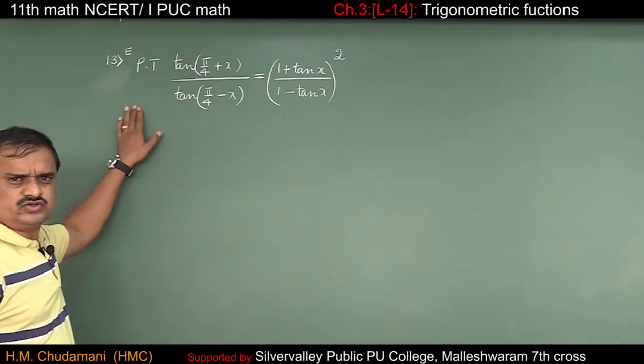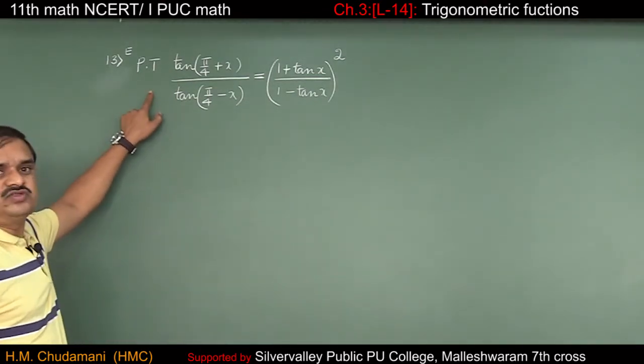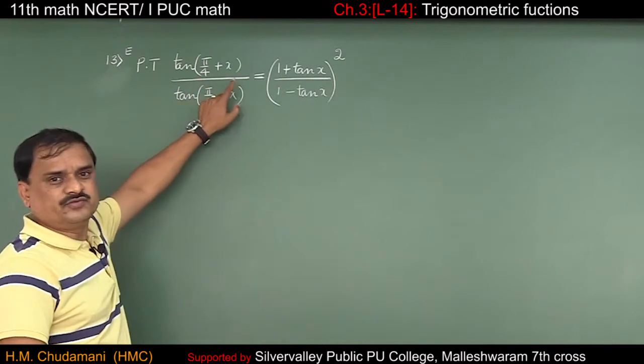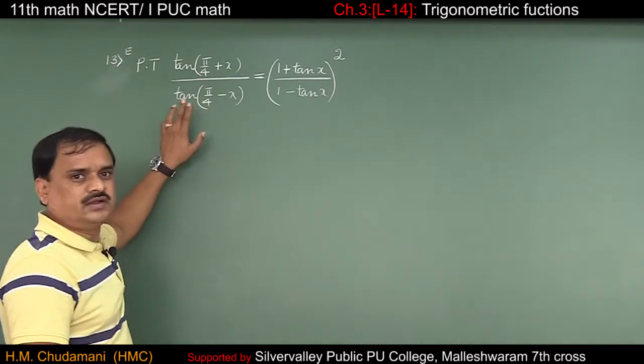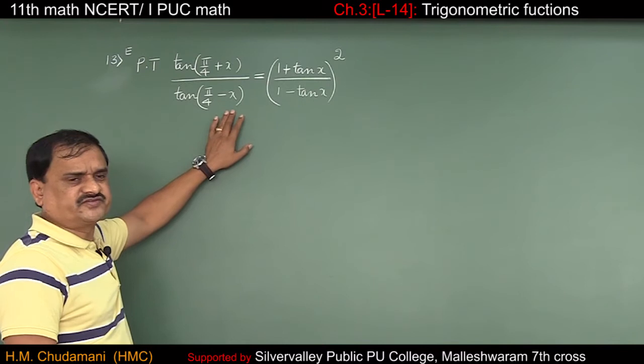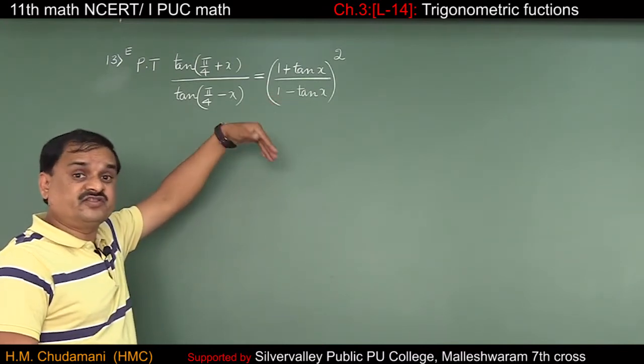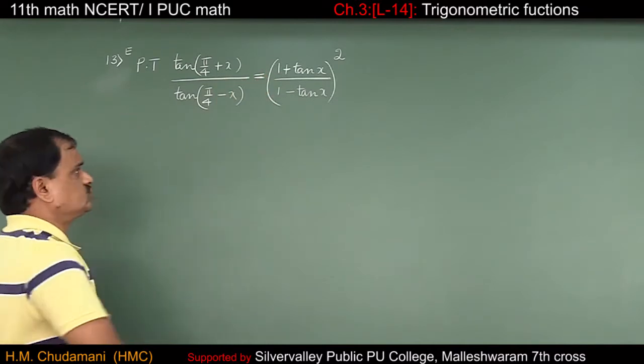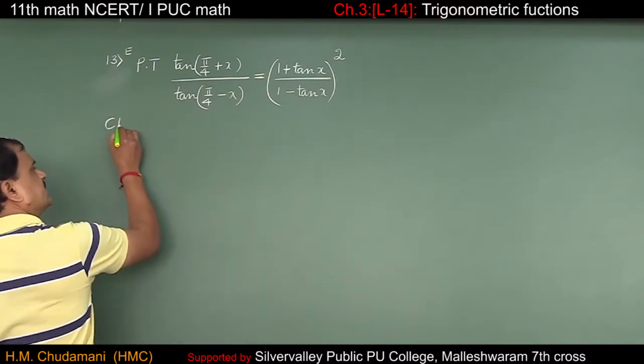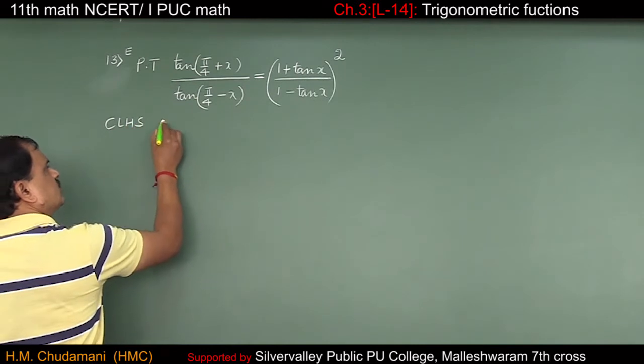Next, 13th question, exercise problem. Prove that tan of (pi by 4 plus x) divided by tan of (pi by 4 minus x) is equal to (1 plus tan x by 1 minus tan x) the whole square. We are supposed to prove this. Consider the left hand side. Let us prove the RHS.